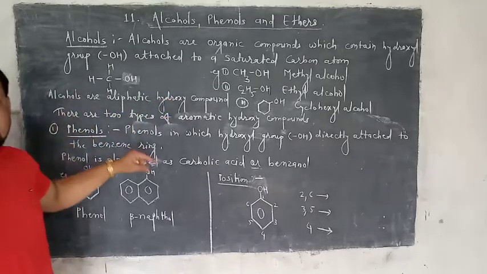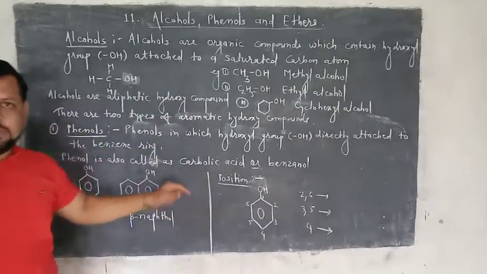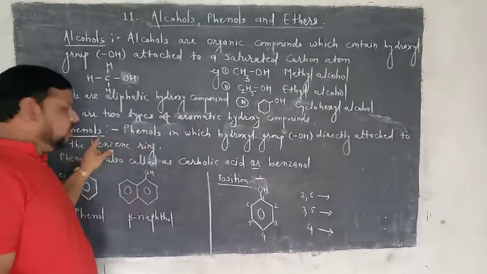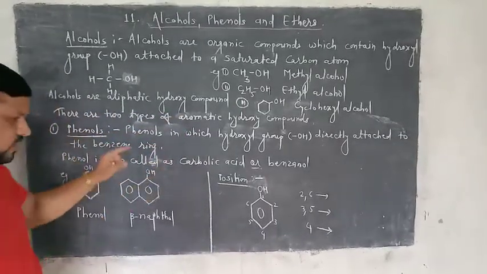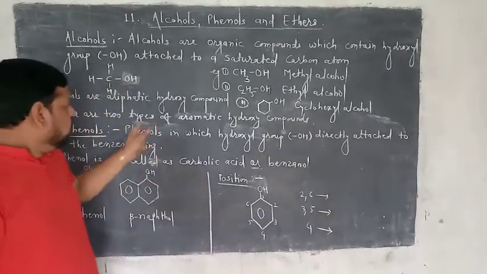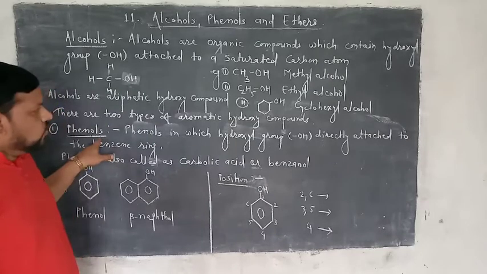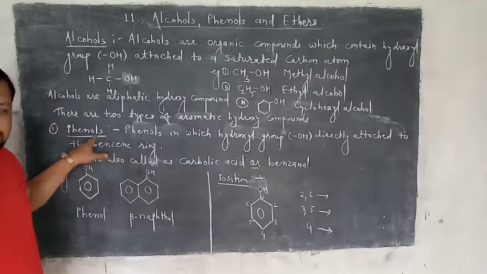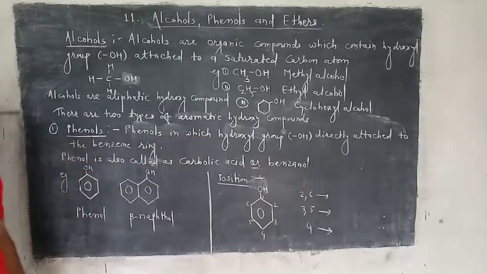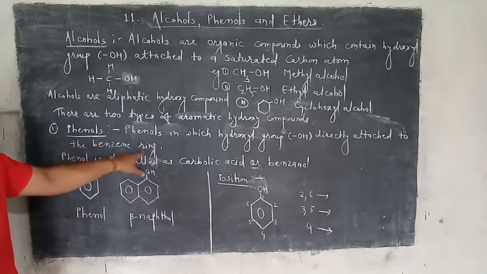Then we discuss the aromatic hydroxy compounds. There are two aromatic hydroxy compounds. One is the phenol and another is the aromatic alcohol. The first aromatic hydroxy compound is the phenol. Phenol is a compound in which the hydroxyl group is directly attached to the benzene ring.